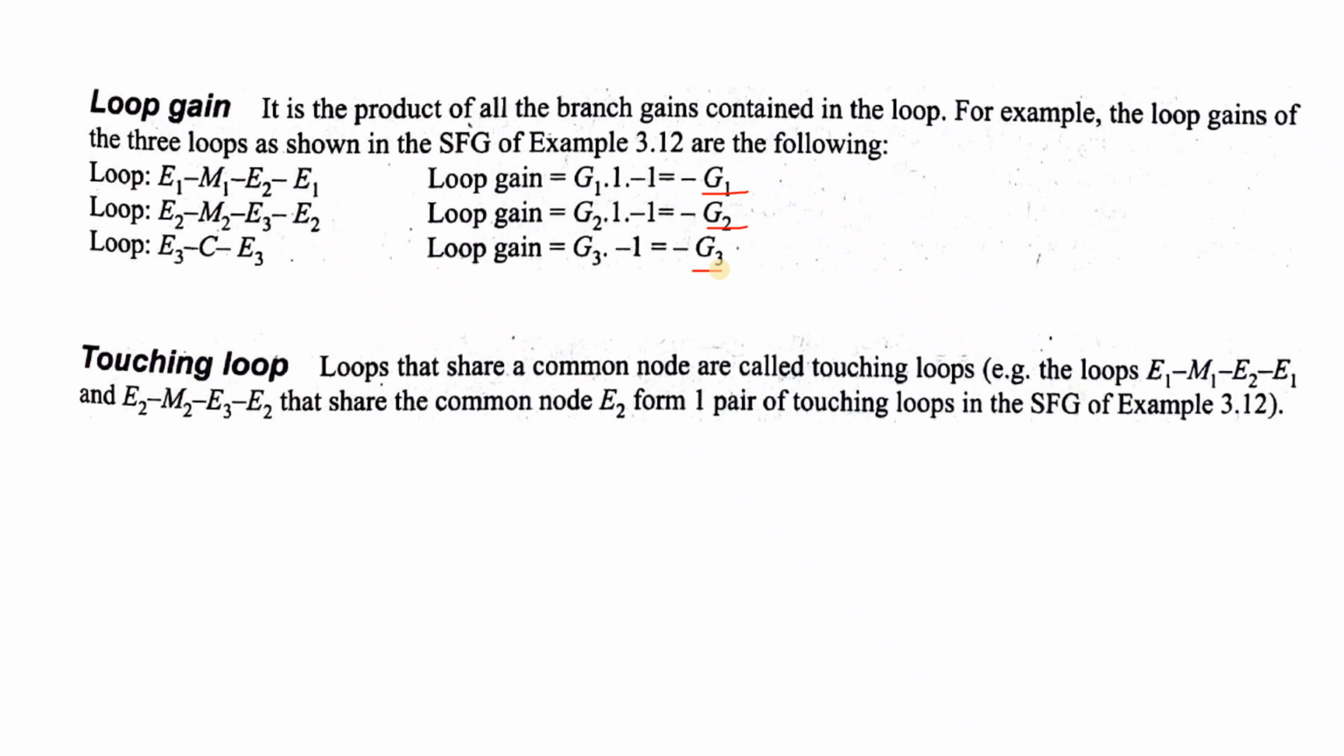This also needs to be considered because there is a formula called Mason's gain formula where touching loops and non-touching loops need to be considered, because the formula has this criteria.